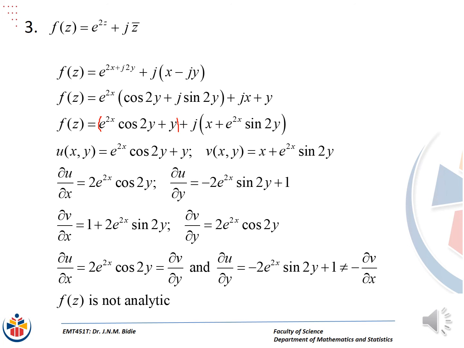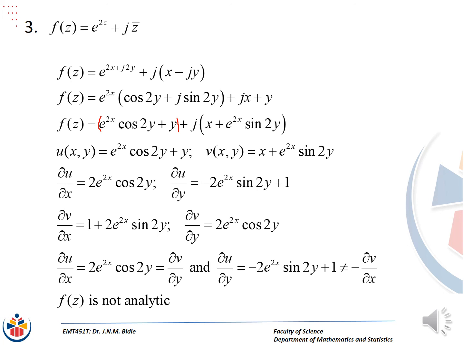And then we do the differentiation, d over dx. In this term, we differentiate e to the power 2x, which is 2 e to the power 2x, and we take down cos 2y. And then the derivative of y with respect to x in this case is 0. Okay, and then because we're using partial differentiation, and then du over dy, now we hold e to the power 2x constant, and then differentiate cos 2y, which is negative 2 sine 2y plus 1.